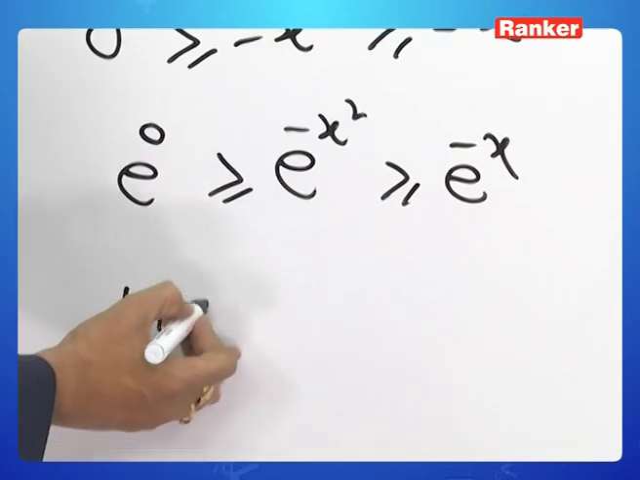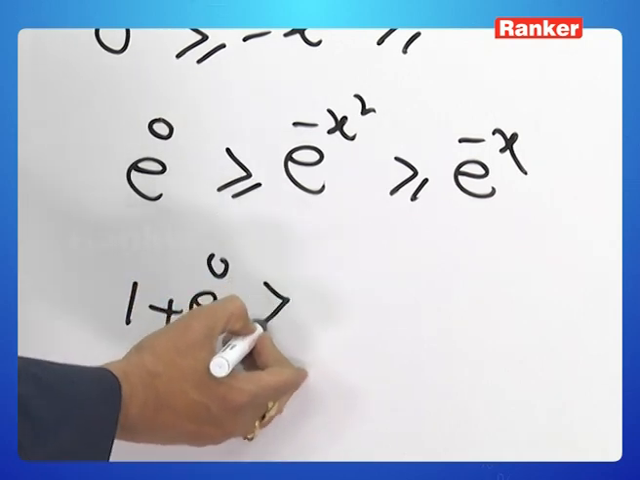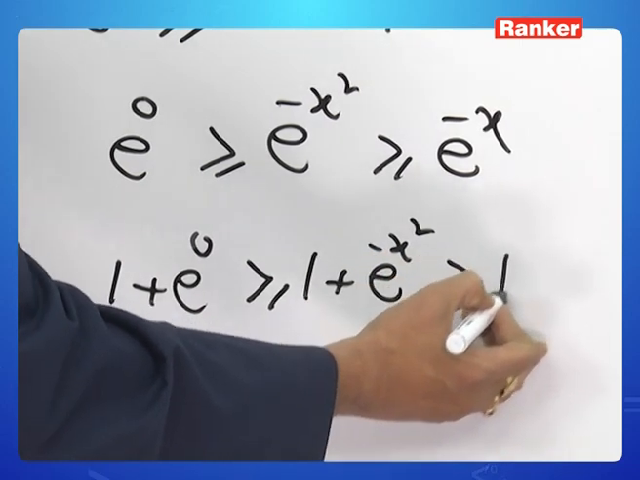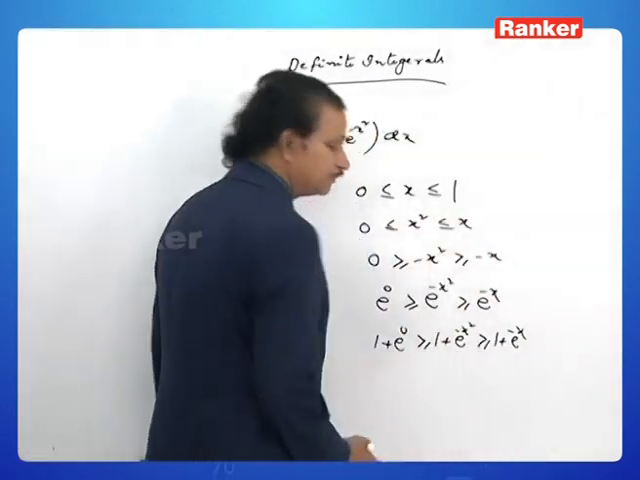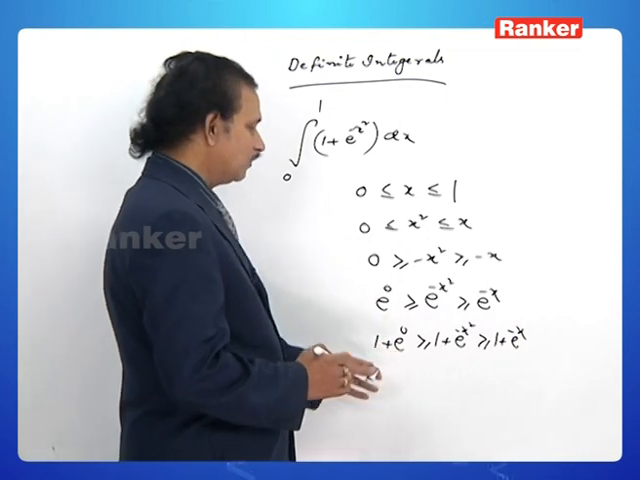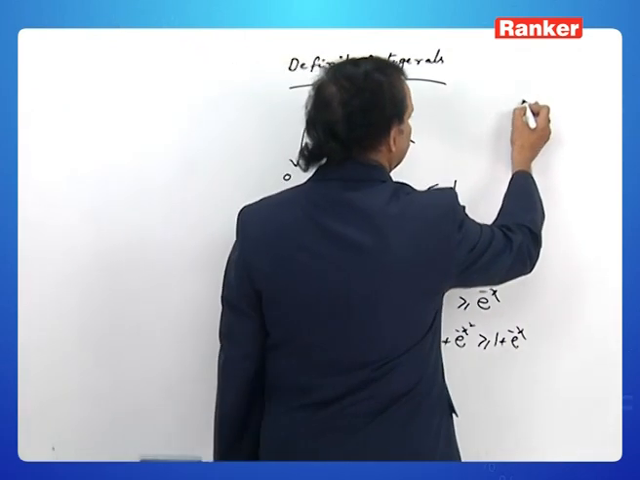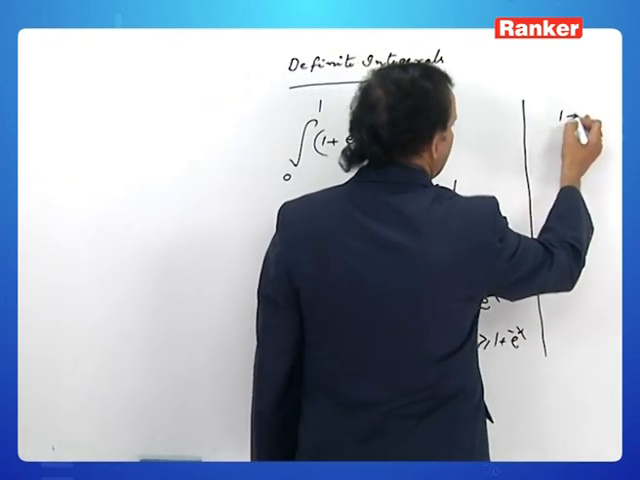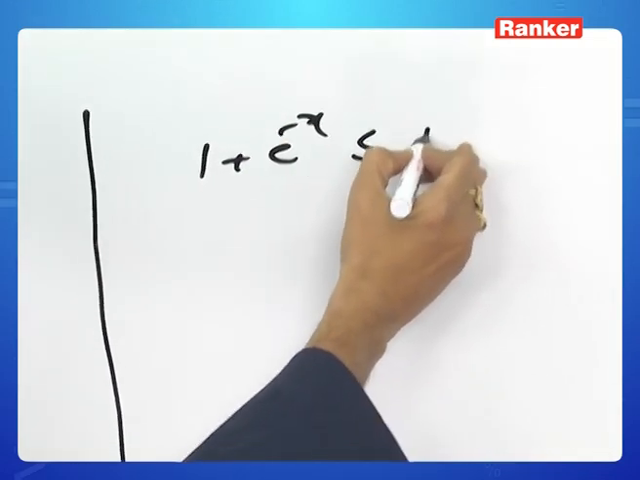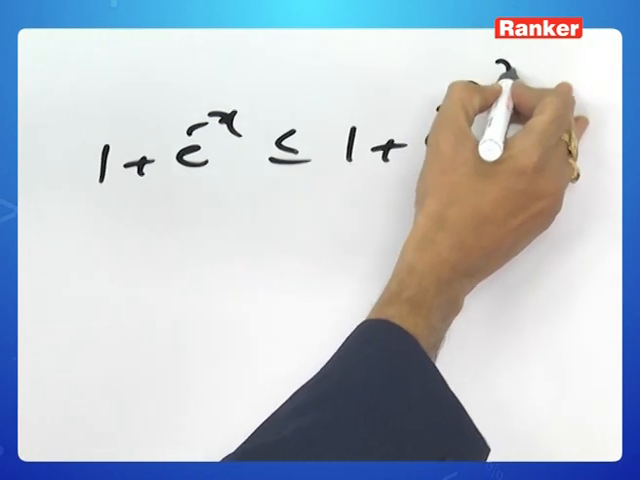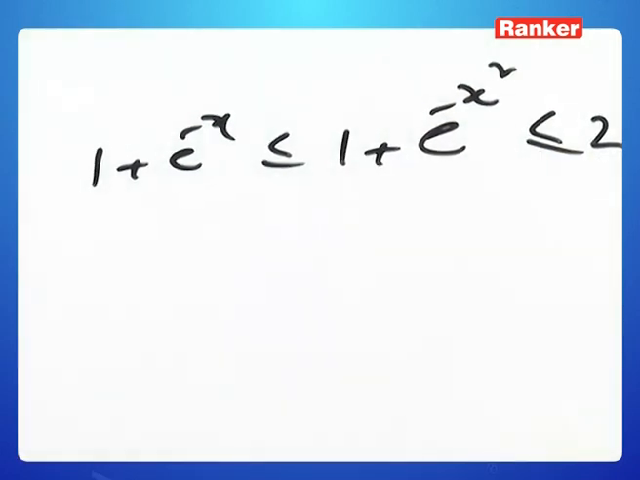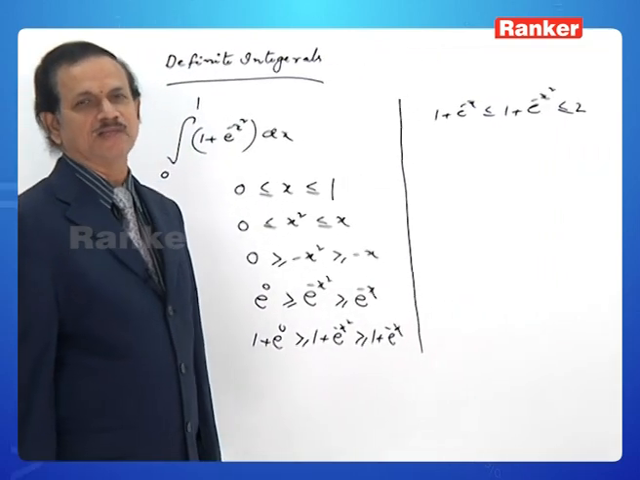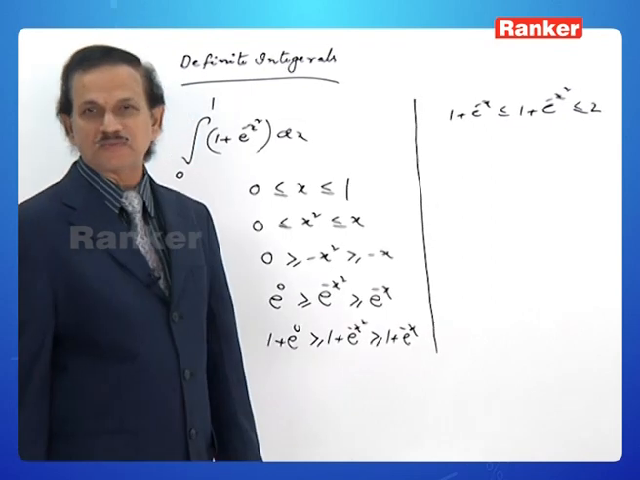Add 1 on all the sides, 1 plus e power 0 greater than or equal to 1 plus e power minus x square greater than or equal to 1 plus e power minus x. What is e power 0? 1. 1 plus 1? 2. So 1 plus e power minus x is less than or equal to 1 plus e power minus x square, which is less than or equal to 2. And we know that e power minus x and e power minus x square are continuous and derivable in the closed interval 0 to 1 and open interval 0 to 1 respectively.